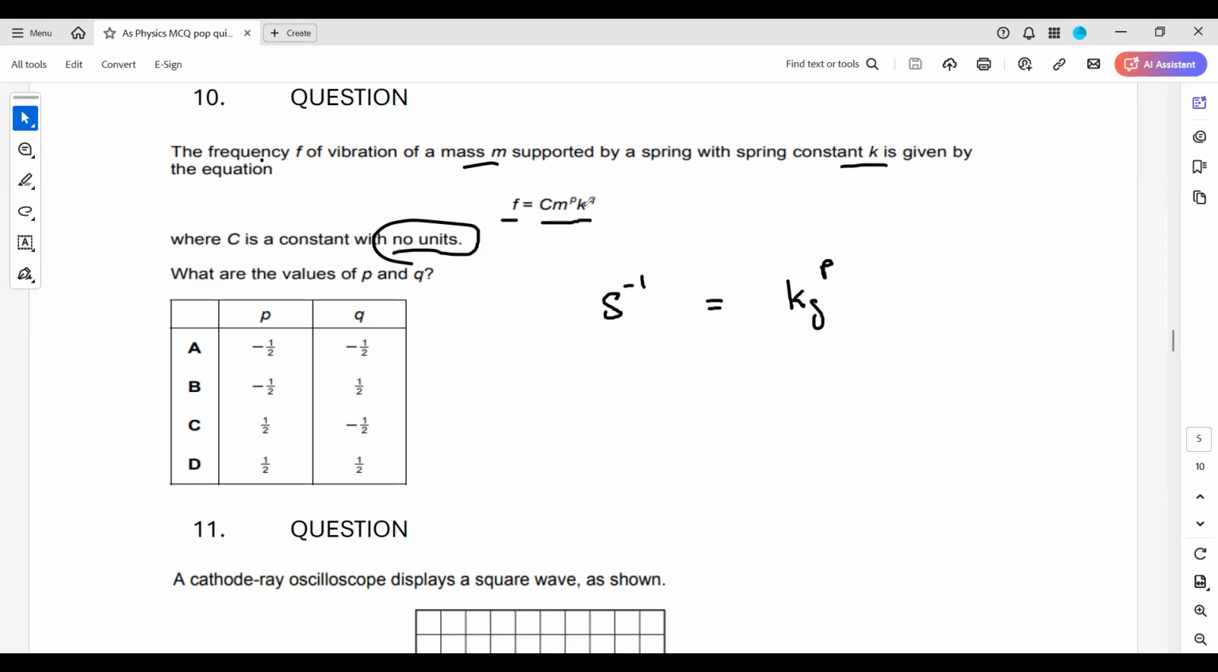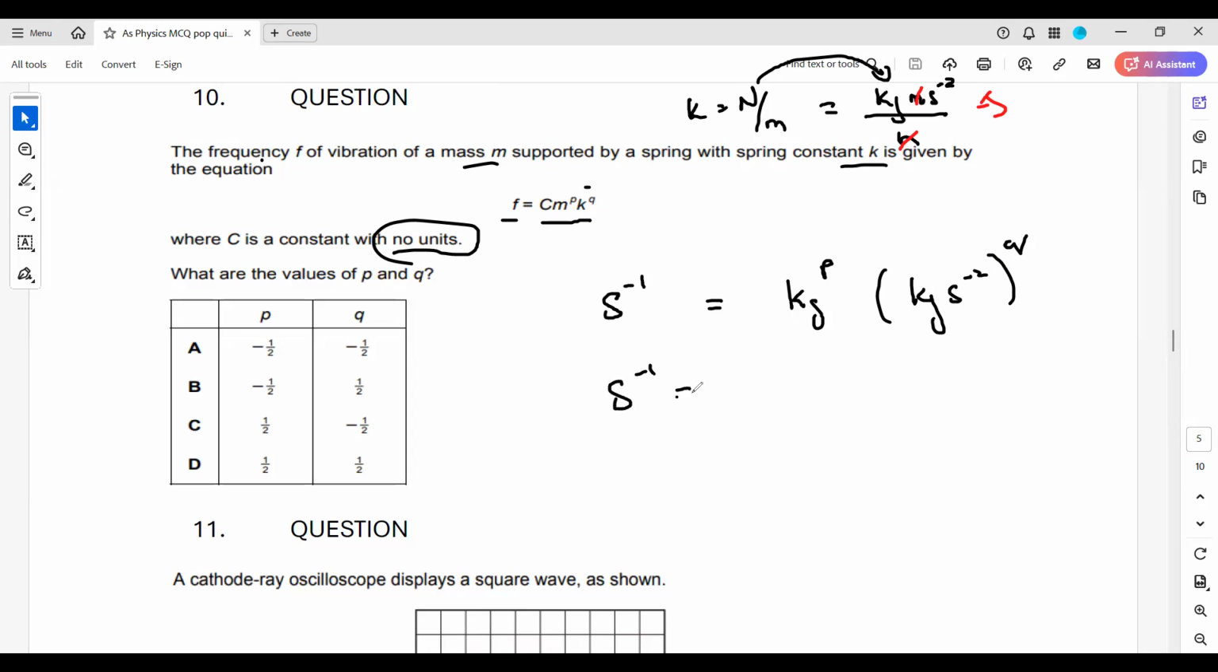What about K? K is a spring constant. The unit of the spring constant is Newton per meter. But Newton per meter is not the base unit. Newton itself is kilogram meter per second square, like second raised to power minus 2, divided by meter. So the meter will cancel with meter. What are we left with? We are left with kg second raised to power negative 2. And the power here is Q.